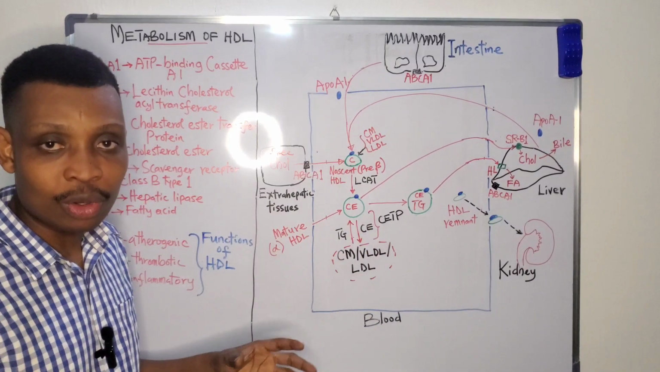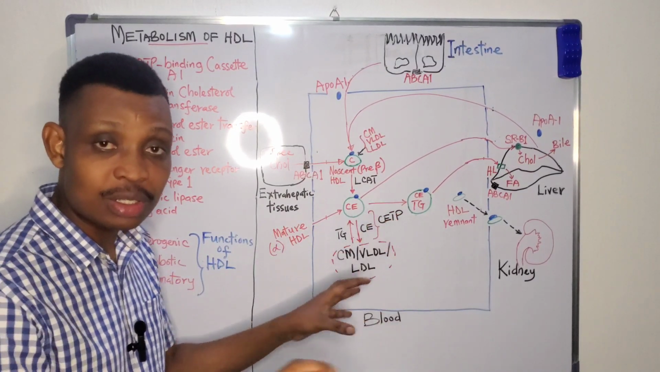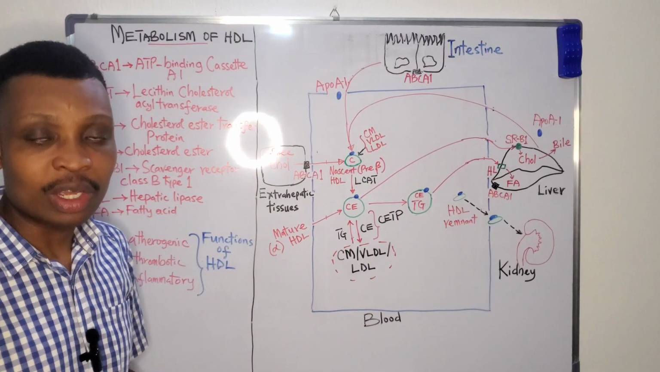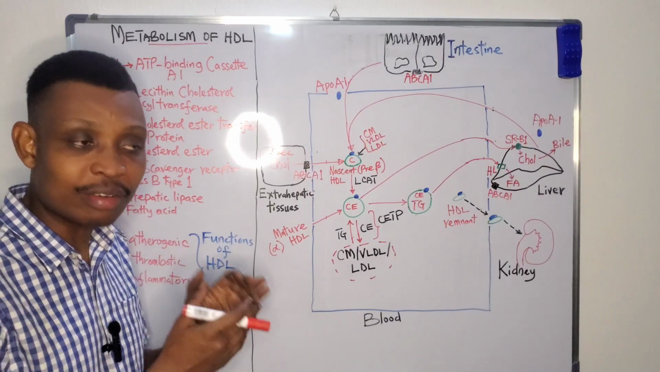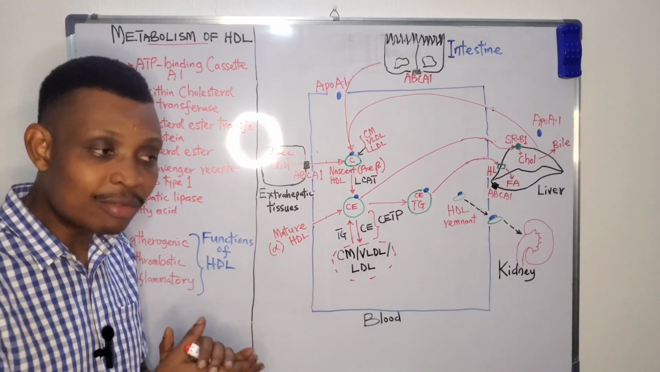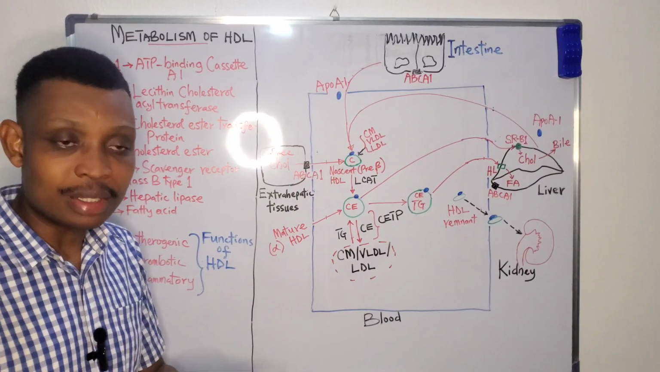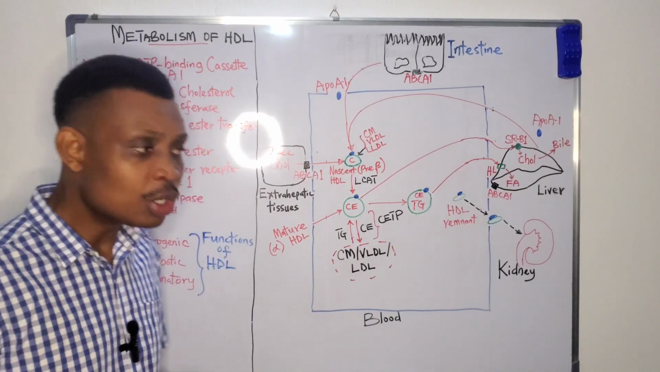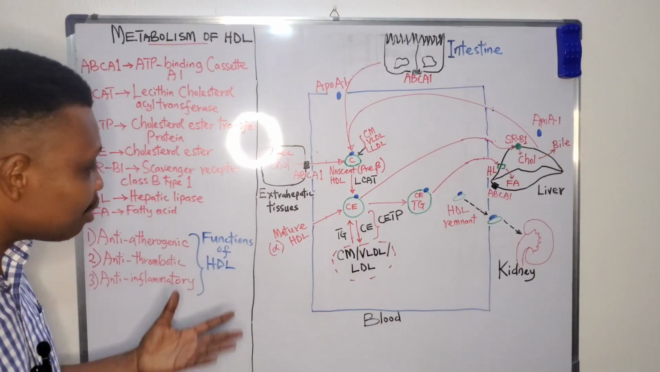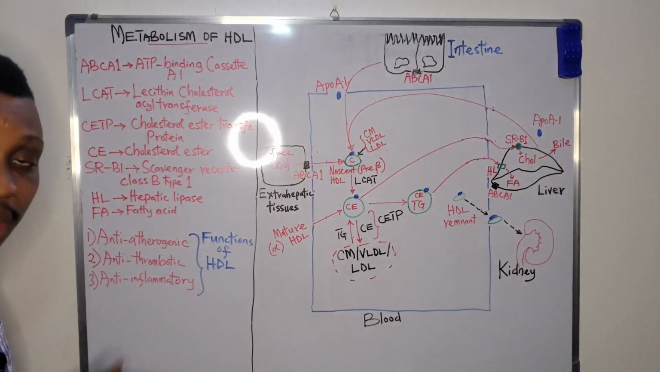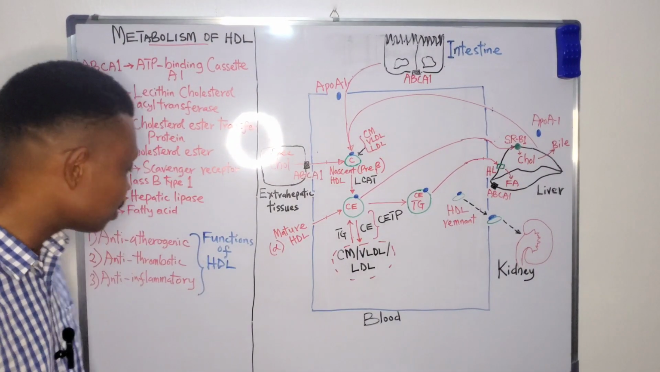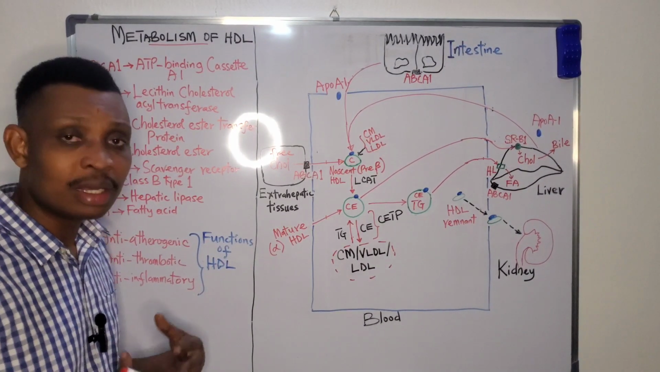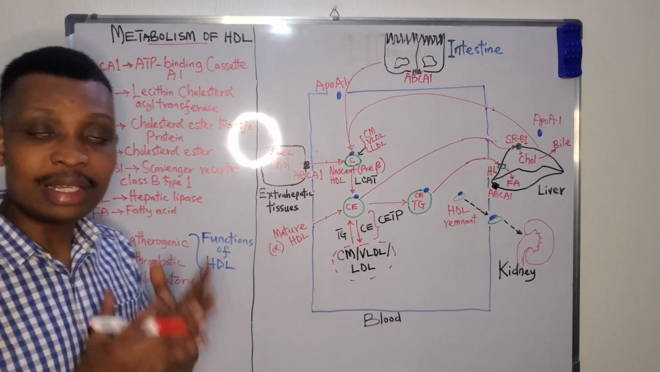cholesterol from these various extrahepatic tissues to the liver, where it is excreted in bile. And because of its ability to function in reverse cholesterol transport, a high level of HDL in the circulation decreases the risk of developing cardiovascular diseases. So the HDL has several functions: it is anti-atherogenic, like I just mentioned, it is anti-thrombotic, and it is anti-inflammatory. Now, the metabolism of HDL occurs in three phases.